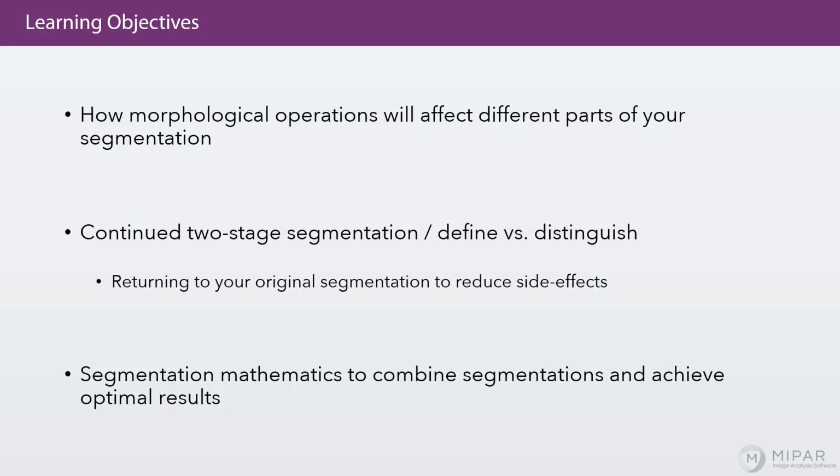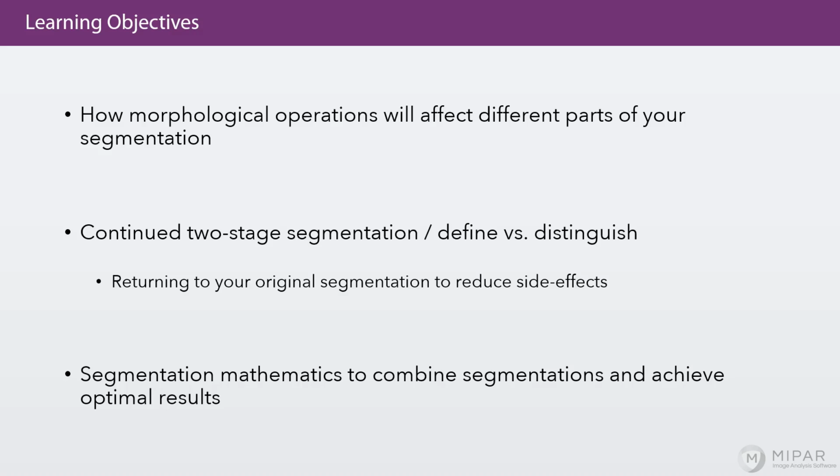Our learning objectives for today, first is how we're going to use morphological operations to distinguish what actually is primary alpha versus what's secondary alpha. How can we manipulate the segmentation to pull out one and eliminate the other? Of course, then you have to deal with the fact that you've messed with the segmentation, and so there's going to be some errors introduced because of that.